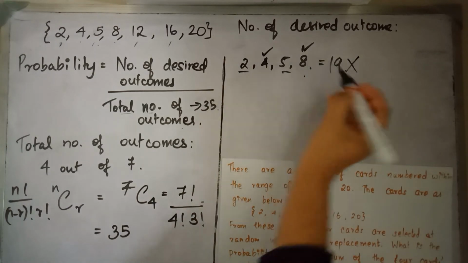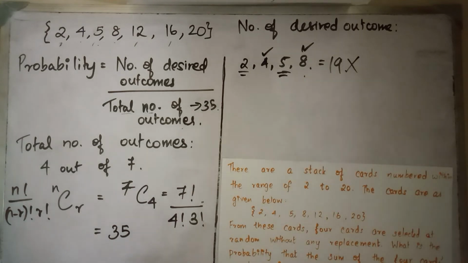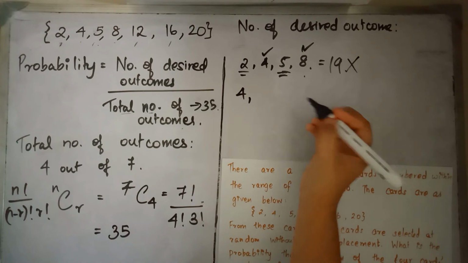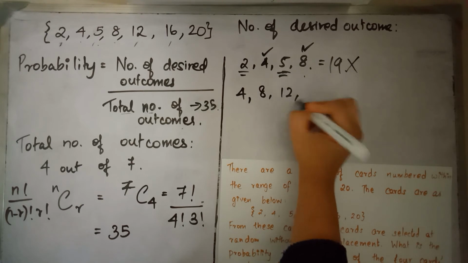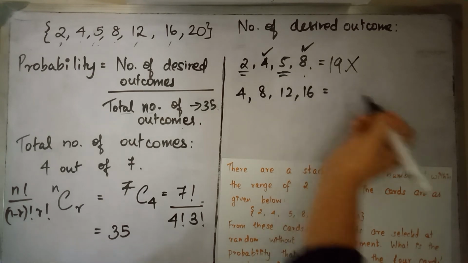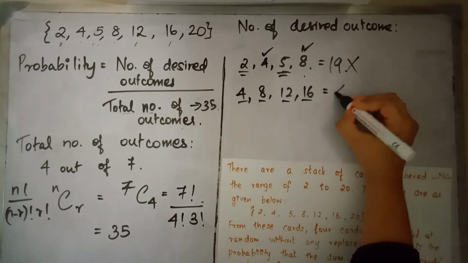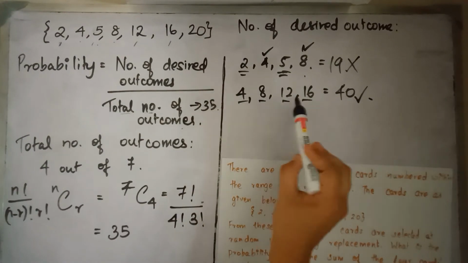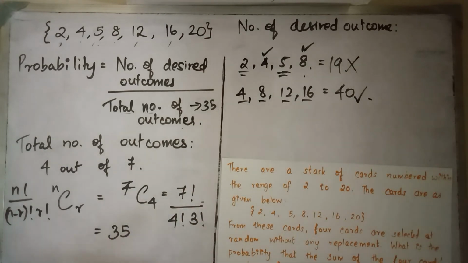Now notice that it's not a favorable outcome only because of the presence of these two non-divisible numbers. On the other hand, if we had taken all 4 numbers as numbers which are divisible by 4, for example 4, 8, 12 and 16, this will be 20, this will be 20, so 40. 40 is a desirable outcome. It's divisible by 4. So if you take any 4 cards that are all divisible by 4, then the outcome is favored.